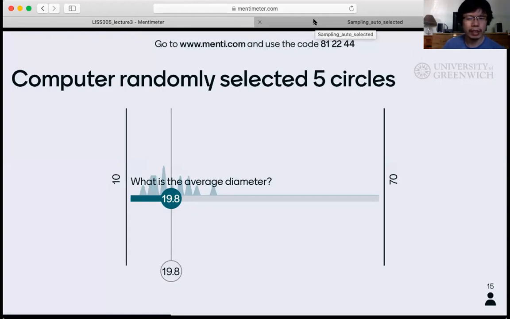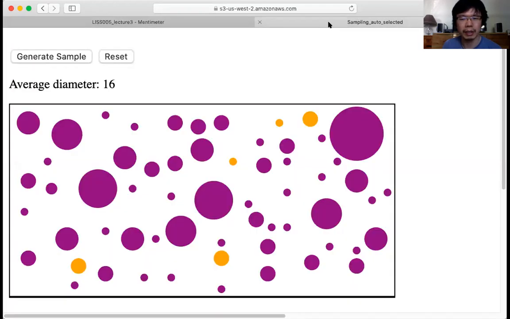Okay, we have 15, there's still like three people, come on, 18 participated in the previous one. You cannot enter the Menti? Why would that be? All you need is the code 812244. Or do you mean that you can't see the?